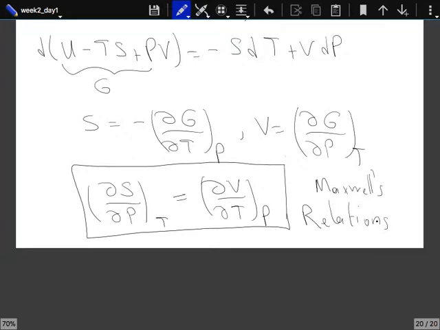And we can relate one thermodynamic property to the other thermodynamic properties through some tricky use of these relations. It's just the calculus of multivariables: how the derivative with respect to one variable relates to the derivatives of the other variables, etc.